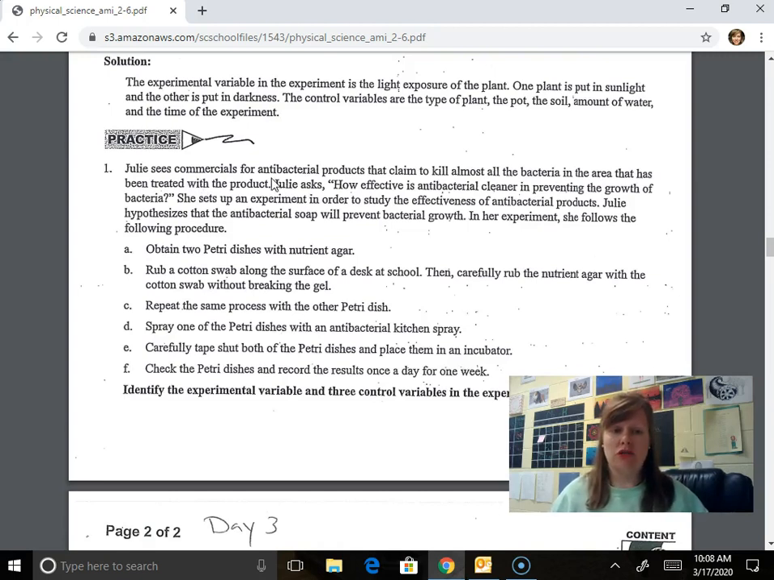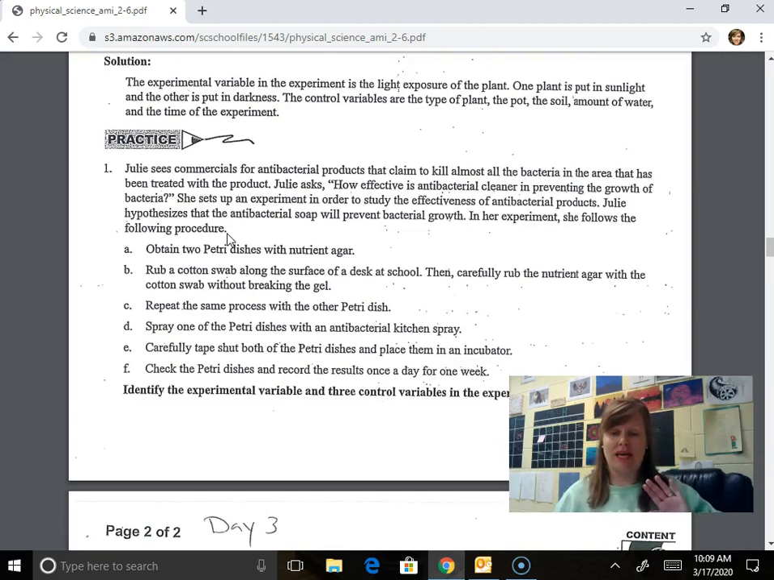It says Julie sees commercials for antibacterial products that claim to kill almost all the bacteria in the area that has been treated with the product. Julie asks, how effective is antibacterial cleaner in preventing the growth of bacteria? She sets up an experiment in order to study the effectiveness of antibacterial products. Julie hypothesizes that the antibacterial soap will prevent bacterial growth in her experiment. She follows the following procedure.